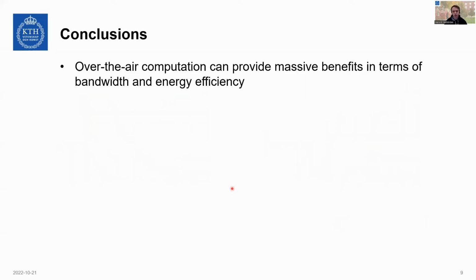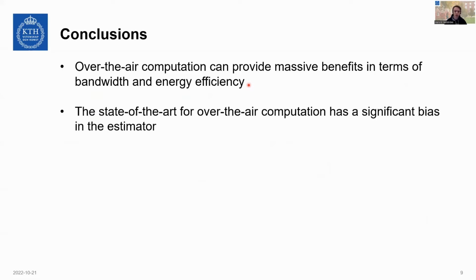So to conclude, we know that over-the-air computation has the potential of providing massive benefits in terms of bandwidth and energy efficiency. In fact, we get a throughput that is approximately k times higher, in other words, proportional to the number of devices in the network. However, state-of-the-art solutions in over-the-air computation have a significant bias in the estimator, and this can be a problem for certain applications.